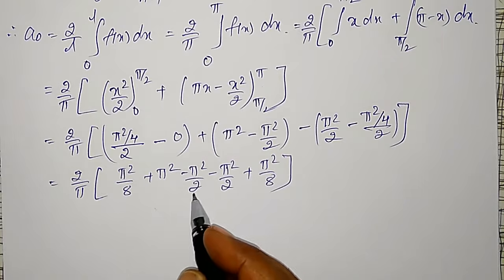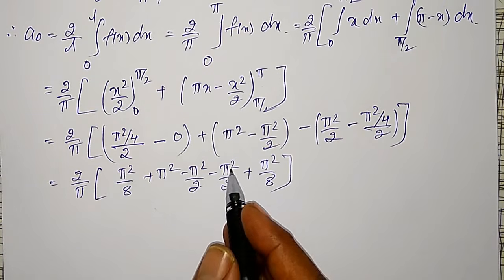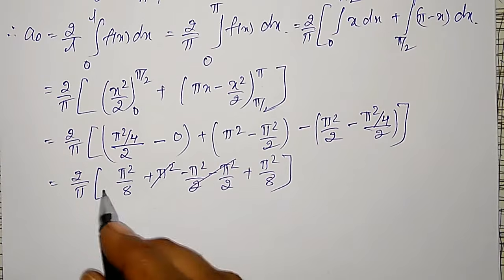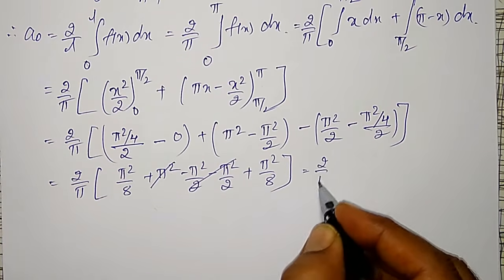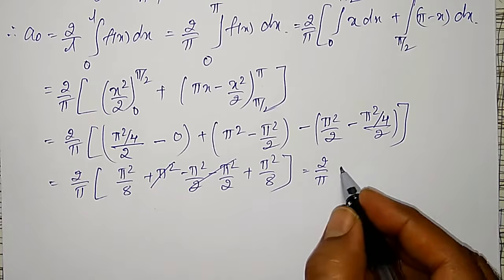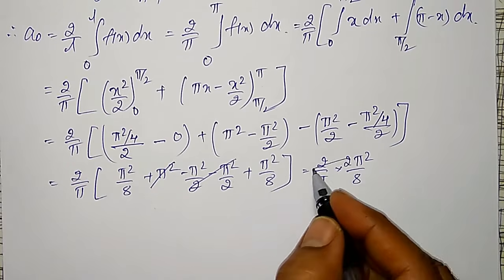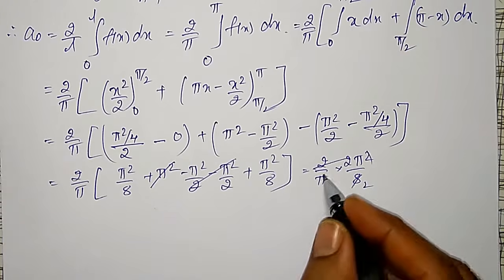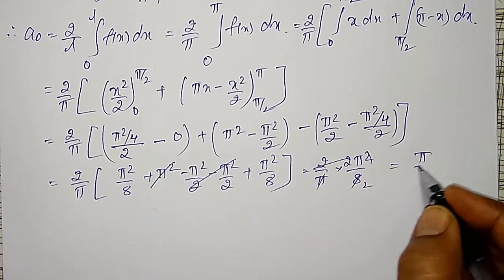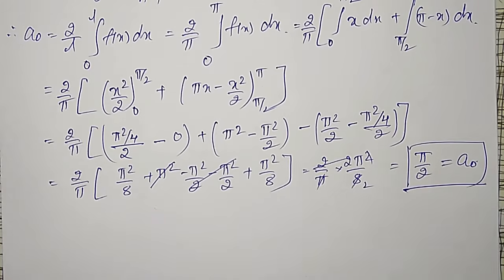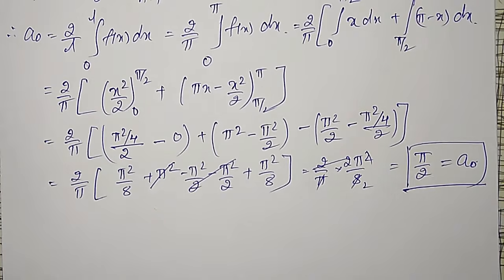And here minus pi square by 2 minus pi square by 2 will become minus pi square, plus pi square cancels. This is nothing but 2 by pi into 2 times pi square by 8, that is 4 by 2. One of the pi will cancel. Therefore, it is pi by 2, my a0. a0 I am going to get as pi by 2.